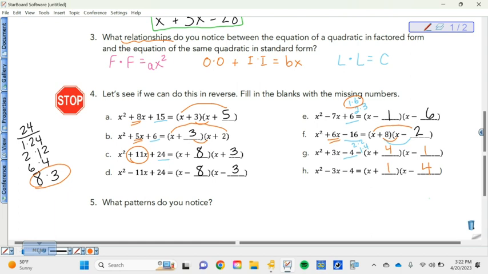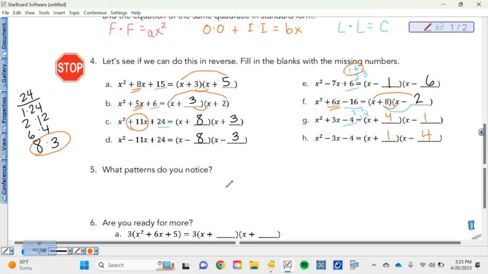So here in G, I have a positive times a negative gives me this negative, but then the bigger number is positive and the smaller number is negative, so I end up with a positive middle term. Versus in H, I still have a positive times a negative gives me a negative for my constant term, but then my smaller number stays positive and the bigger number stays negative, so I end up with that negative middle term. Cool? Okay.